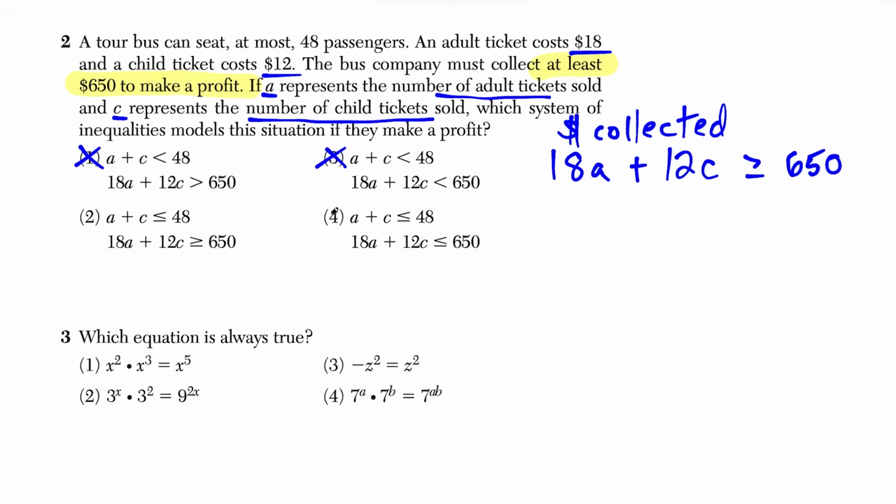I mean, we could even get rid of choice 4 as well because there's a less than or equal to, and choice 2 has to be it. But let's see, why is it A plus C is less than or equal to 48? Well, they told us that the bus can seat at most 48 passengers. So that means the number of adults plus the number of kids has to stay less than or equal to 48, because if it was over 48, there wouldn't be enough space on the bus. So choice 2 is our answer.